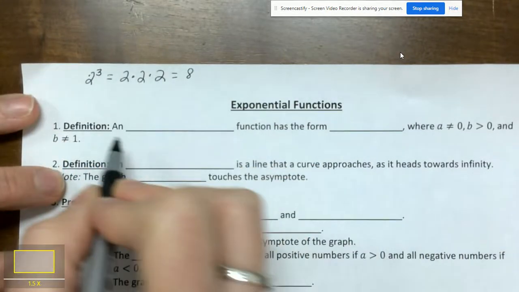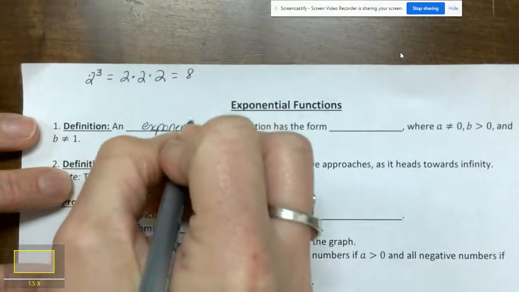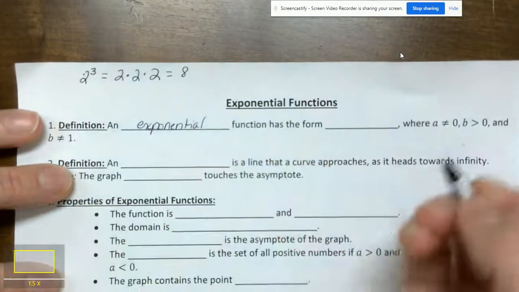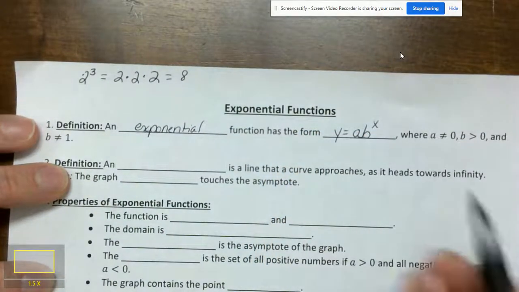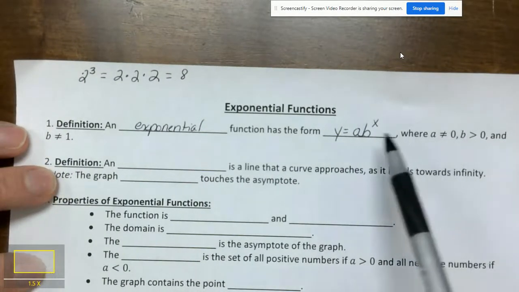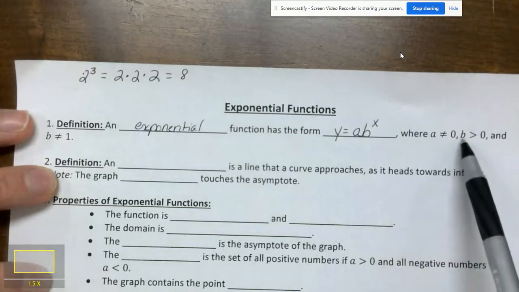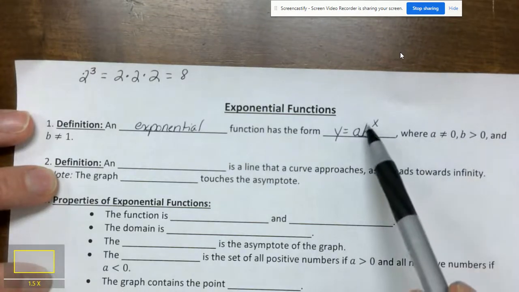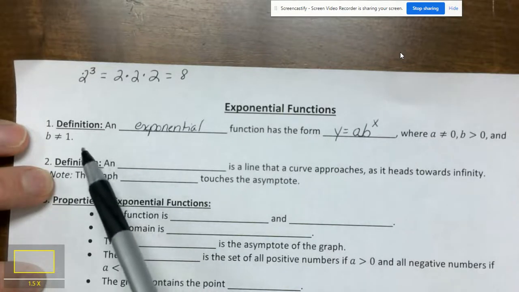So to introduce you to exponential functions, first I'm going to define it for you. An exponential function has the form y equals ab to the x power, where, now these stipulations are very important. A cannot be equal to 0, because if a is 0, then this whole thing would be 0. Okay, so you wouldn't have an exponential function. So a can't be 0. B has to be greater than 0. So b can't be 0 and it can't be a negative number. So our b has to be greater than 0. And our b cannot be equal to 1.